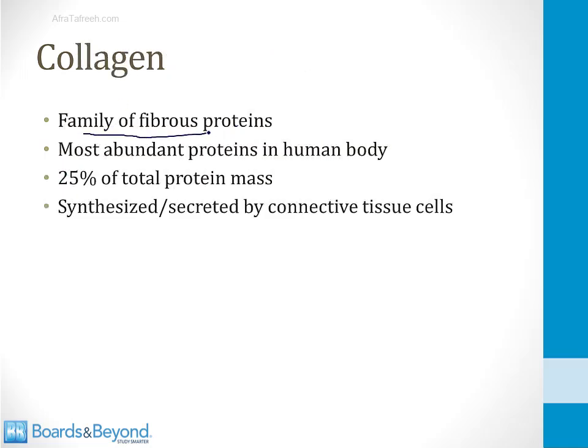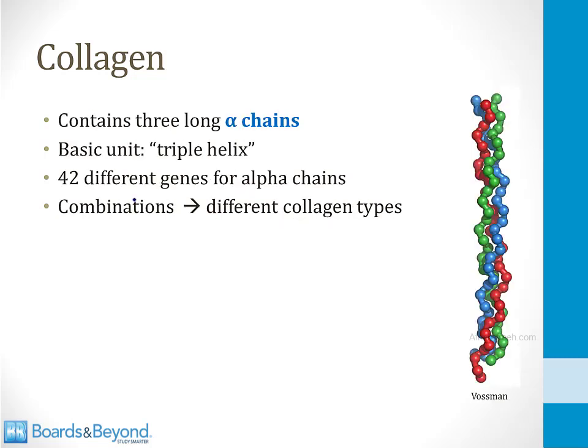Collagens are a family of fibrous proteins, and they are the most abundant proteins in the human body. Of the entire mass of proteins in the body, 25% is made up of collagens, and collagens are synthesized and secreted by connective tissue cells into the connective tissue. Collagen is made up of three long protein chains called alpha chains, and the basic unit of a collagen molecule is called the triple helix. This is a picture of one shown on the screen here. It's three long alpha chains linked together.